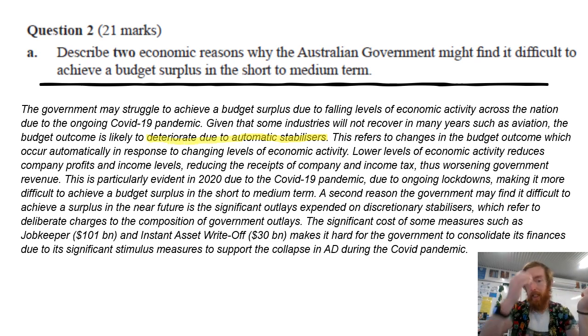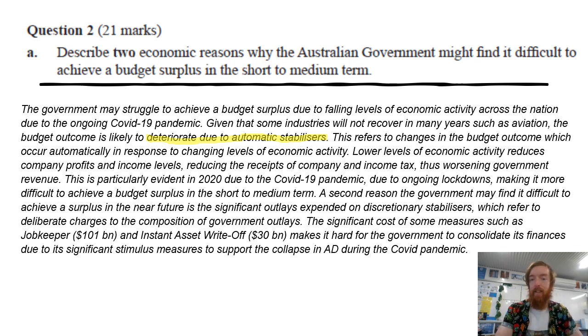This refers to changes in budget outcome which occur automatically in response to changing levels of economic activity. Low levels of economic activity reduce company profits and income levels, reducing the receipts of company tax, thus worsening government revenue. This is particularly evident in 2020 due to the COVID-19 pandemic, due to ongoing lockdowns, making it more difficult to achieve a budget surplus in the short to medium term.